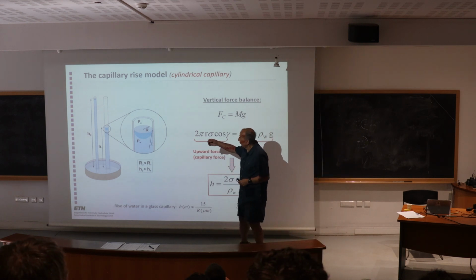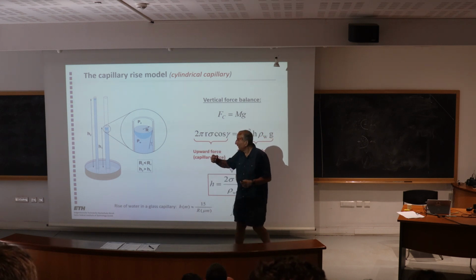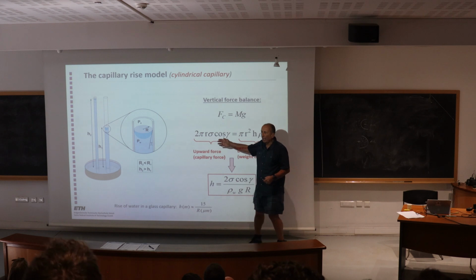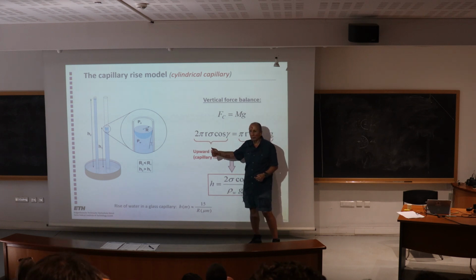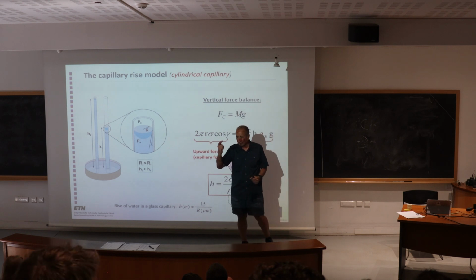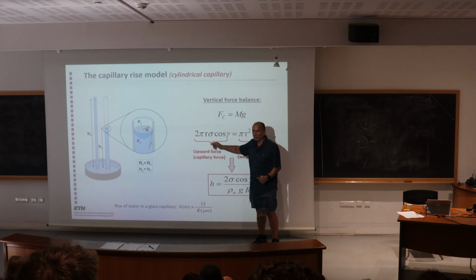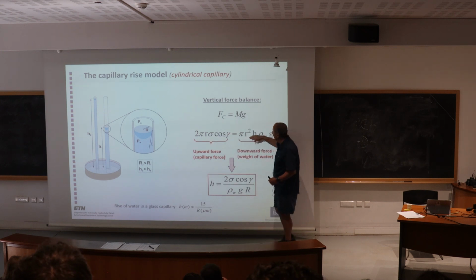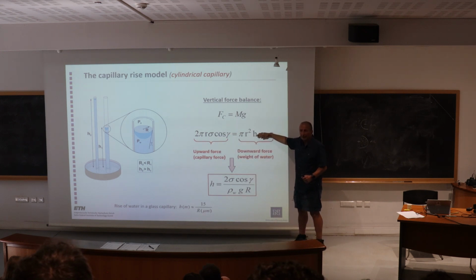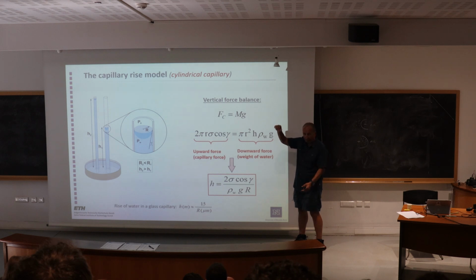So we stick a capillary with radius r into a liquid. We automatically generate an upward pointing force that is the perimeter of the contact line at the perimeter of the capillary, with cosine of the contact angle and surface tension pulling upward. And what pulls downward, or what stops this process, is the mass, or the weight, of the water, which is pi r squared, the height of the column, the density of water, and gravity.